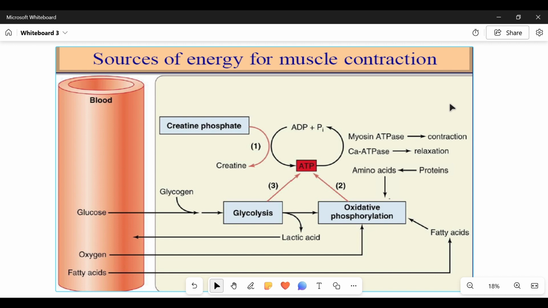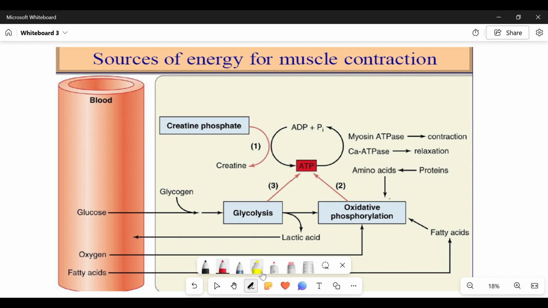So what are the sources of getting ATP for all these muscular activities that happen within the body? Alright, the first source of ATP for muscle contraction is creatine phosphate, and I'll indicate it over here. So you have creatine phosphate over here, which would cause ATP to be produced. But how does that occur?